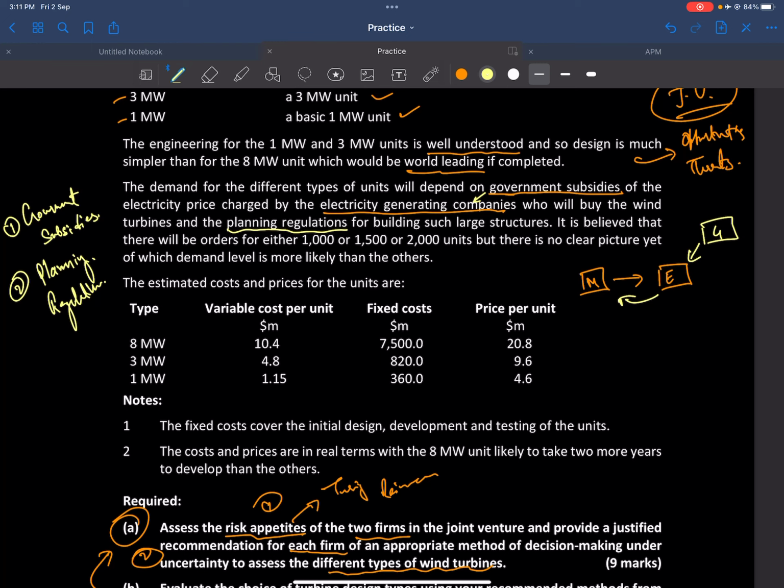So it has been believed that the order for 1500 or 2000 will be there, right? But there is no picture yet which demand level is more likely than the others. Okay, so the estimated costs and prices for the units are given below, right? So we've been given the variable cost and fixed cost, and the price per unit. So for 1000 units the price is that much, right? So we have to compute for these different demand levels.